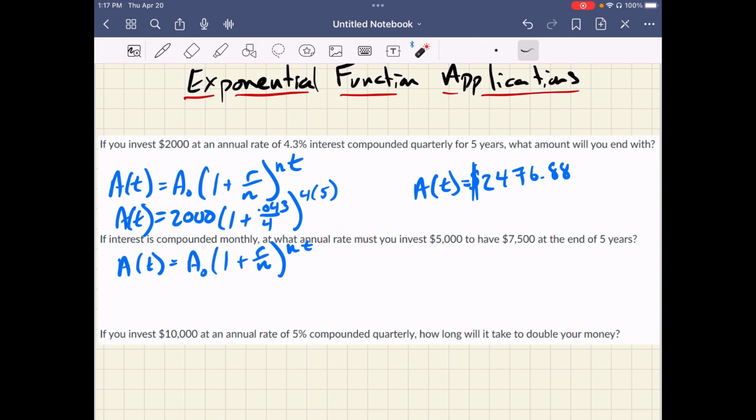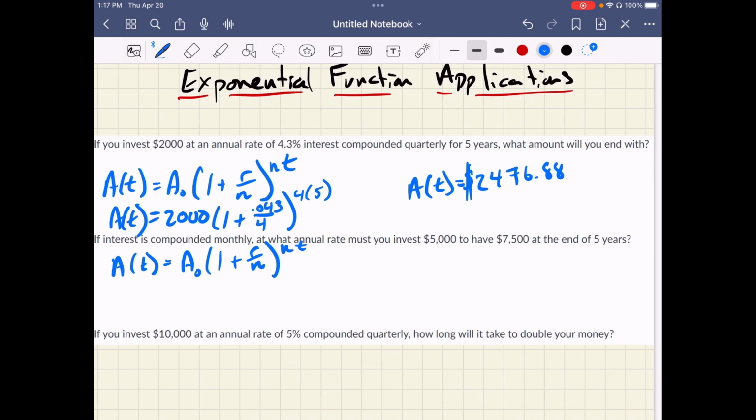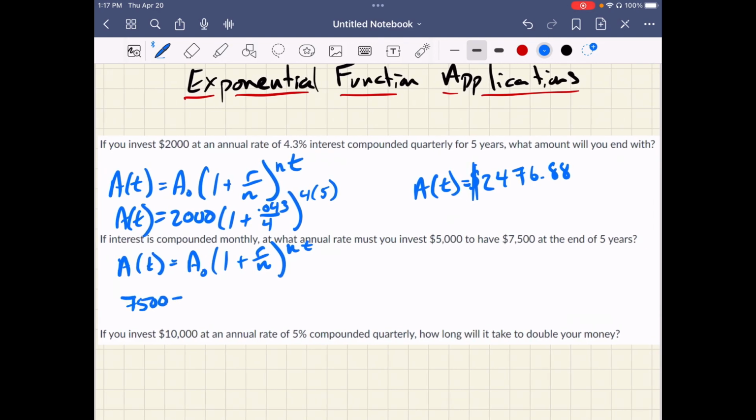So let's plug in the information we have. I know I want to end up with $7,500, and I've initially invested $5,000. I know I have 1 plus r over. Here we got to look at how many times it's compounded, and it says compounded monthly, so that's over 12. And then I have 12 times t, which we had was 5 years.